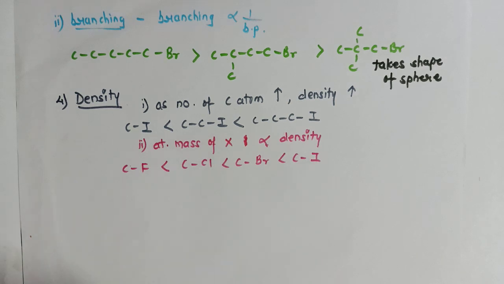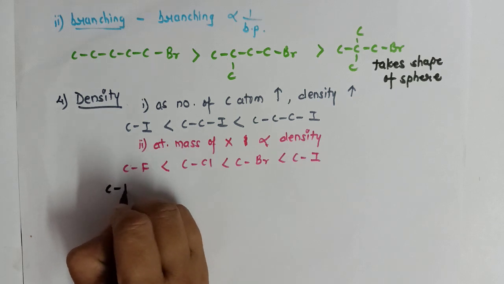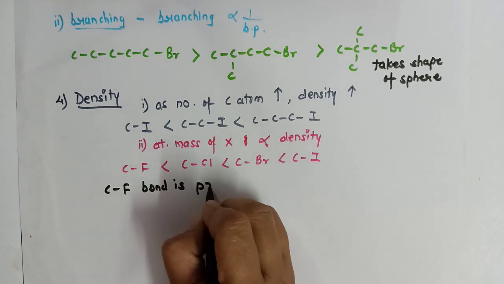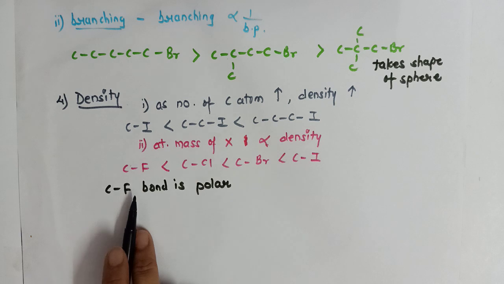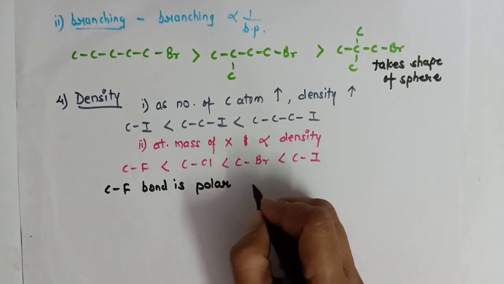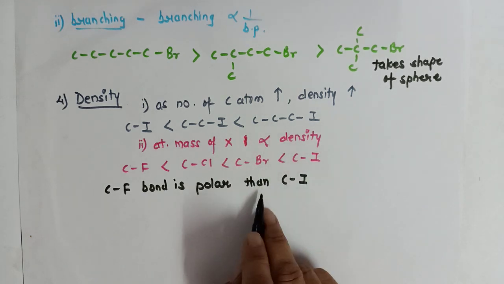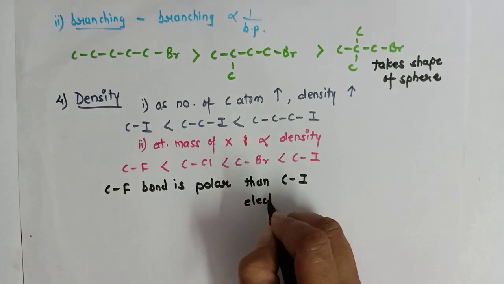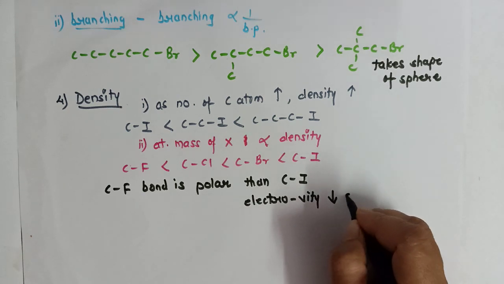Here I would like to introduce one more thing, that the C-F bond is highly polar in nature, because we know that fluorine is the most electronegative, and comparatively the carbon iodine bond is less polar in nature, because we know electronegativity decreases down the group.